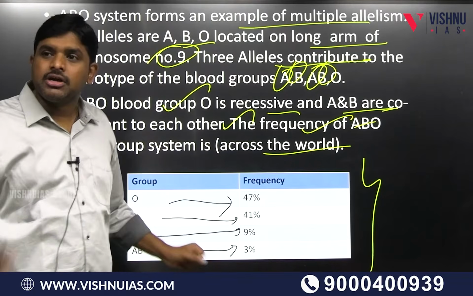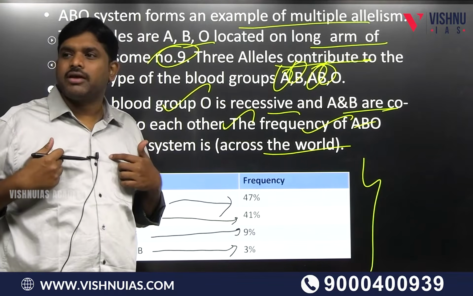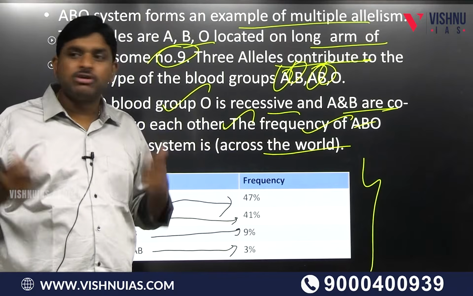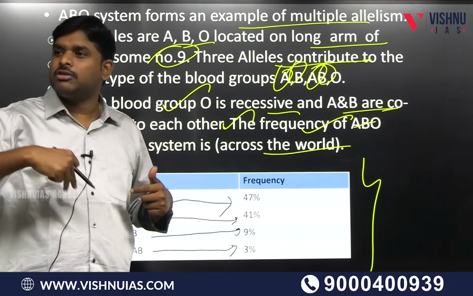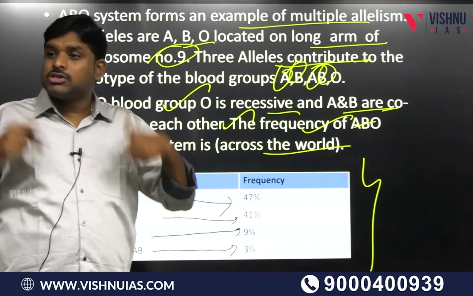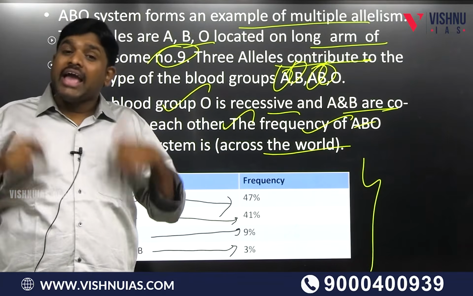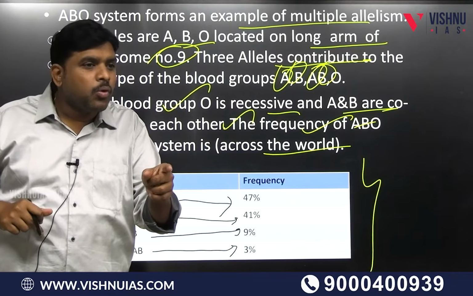Why? Because if A comes, it will fight, because A is not there in my body. If B comes, again I will fight, because B is not there in my body. If AB both together came, then again I started fighting. So I can take blood only if it is coming from O.